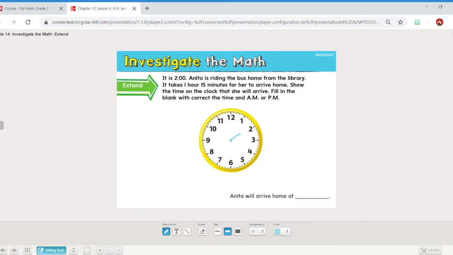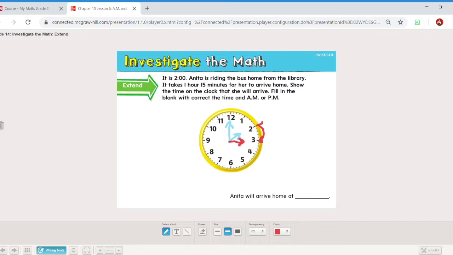So Anita, it's 2 o'clock. So I'm going to do my hour hand on the 2 and my minute hand on the 12. So I wanted to draw where it's starting. We can erase that later, just to help me keep track of the time changing. So if she's going to be gone for an hour, 15 minutes, then I'm going to switch over to red for the new time. We're going to start on the 2. She's going for just an hour. So we jump over to the 3. So my new hour hand is on the 3.